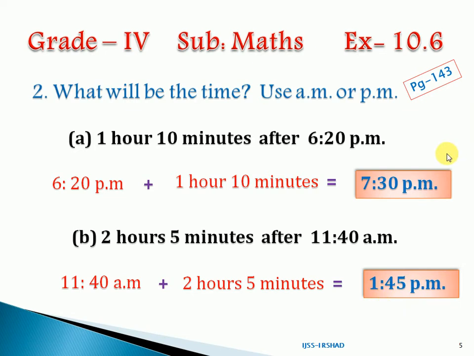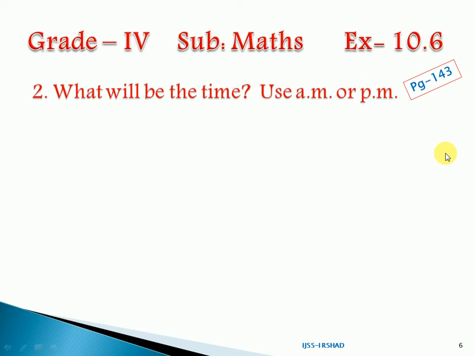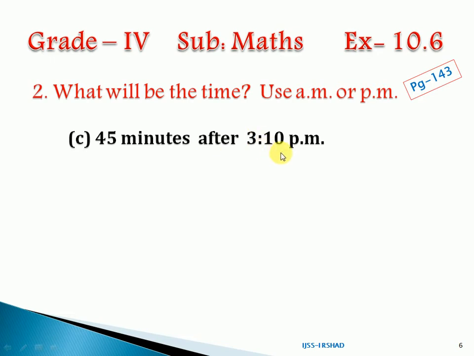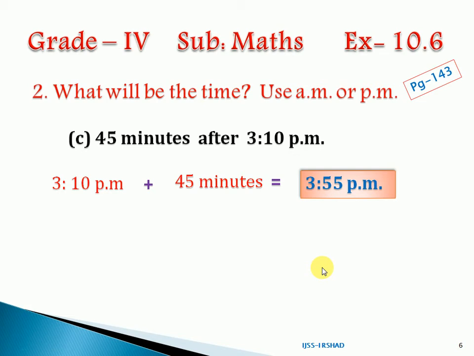Similarly, we will do questions C and D. So let's have question C on our screen. 45 minutes after 3:10 PM. Write the given time, 3:10 PM, then give an addition sign and add what you have to add here, 45 minutes. The minutes are 10 already given. If you add this 45, you will get 55 minutes only, and the hour is nothing, so it will be the same 3. So 3 hours and 55 minutes, and the unit will be the same, PM. So 3:55 PM.